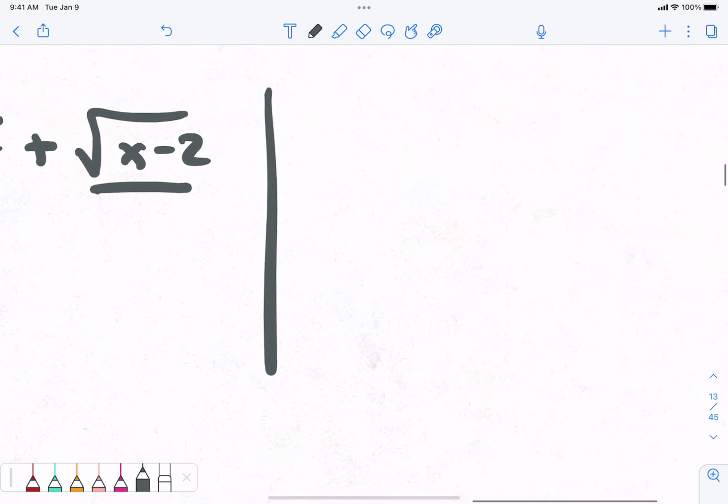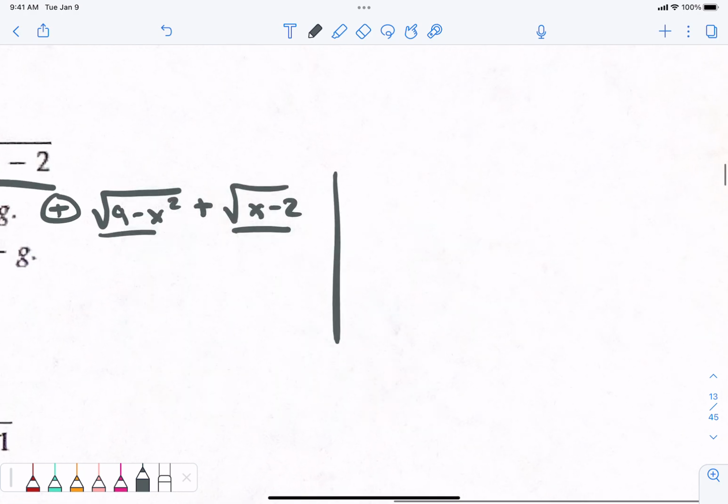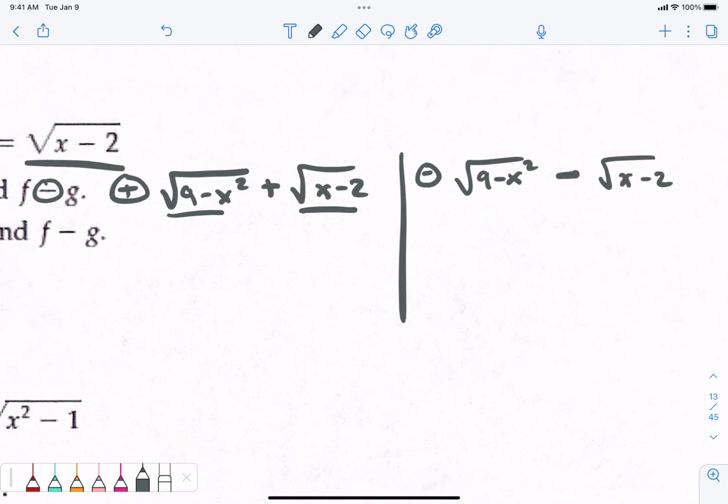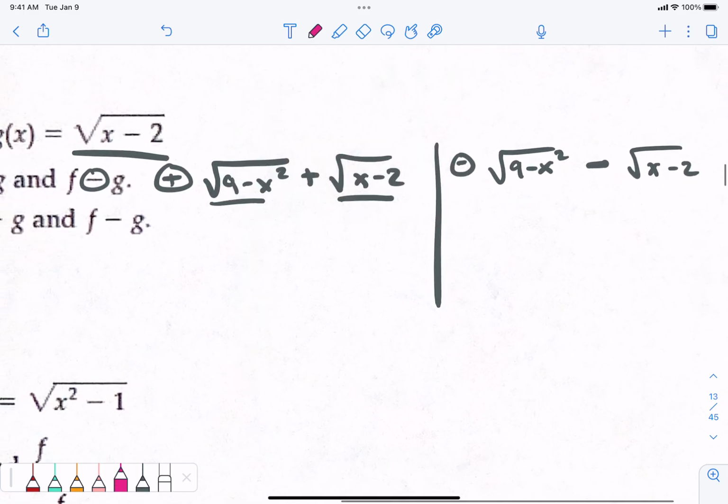The subtraction is going to look pretty darn similar to that. The square root of 9 minus x squared minus the square root of x minus 2. And then they ask for domain, which is the icky part. So we have the domain of each one.